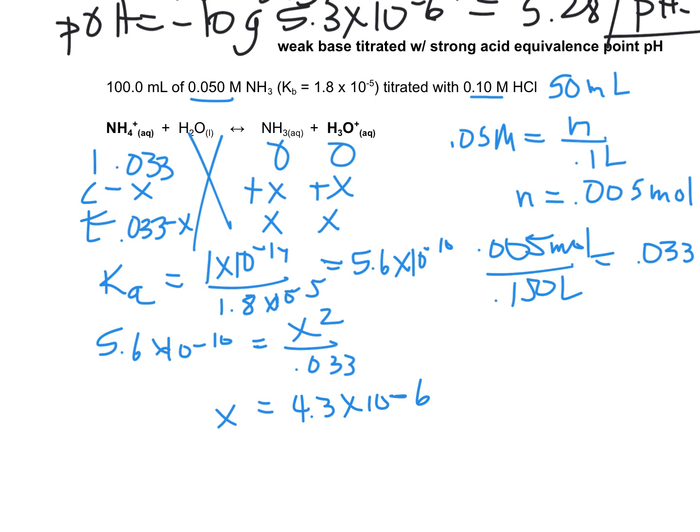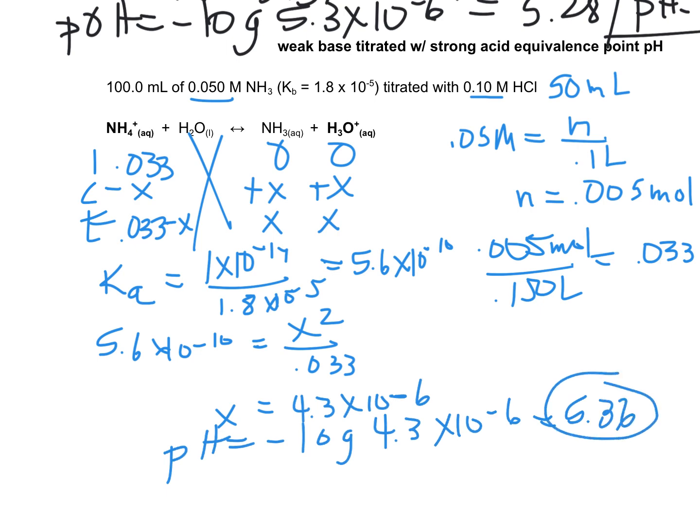Substitute the Ka into your equilibrium expression. We get x squared over 0.033. We're going to try to do this without the minus x, and x equals 4.3 times 10 to the negative 6, which is your hydronium ion concentration, which you can use to calculate the pH. The negative log of 4.3 times 10 to the negative 6 gives us a pH of 5.36, which is less than 7. It is acidic. It does make sense because this salt that's produced in the reaction between a weak base and a strong acid is going to give us an acidic salt.